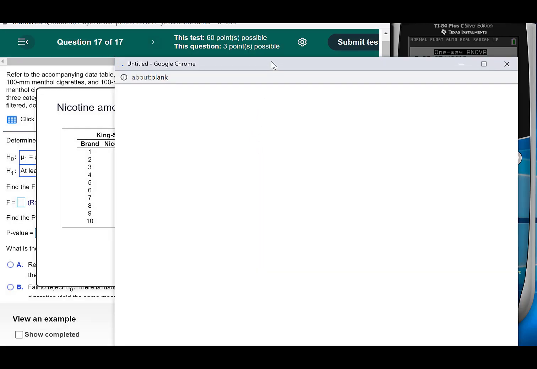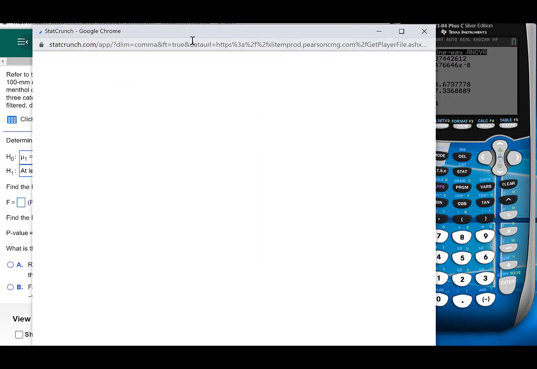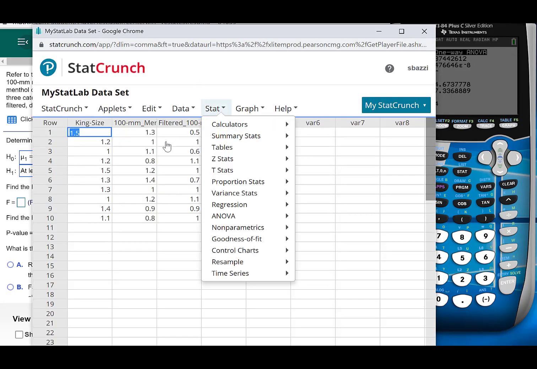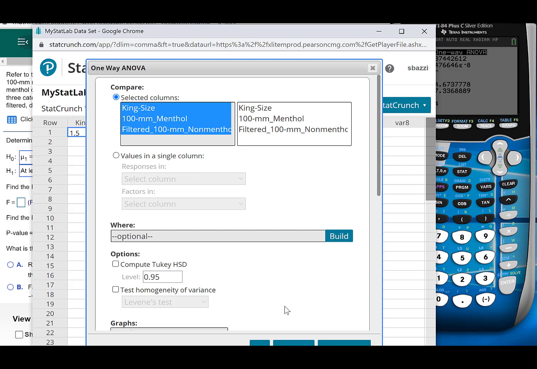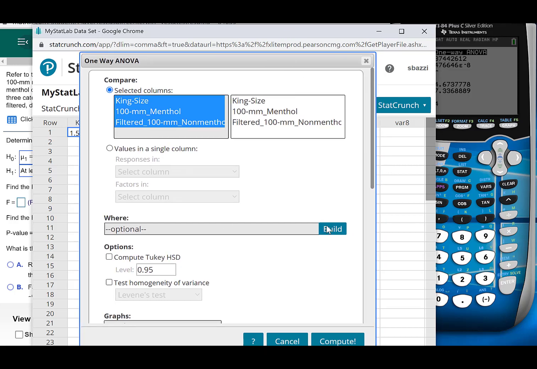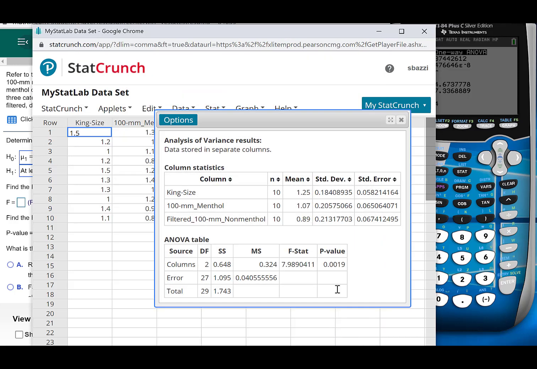So now you learn how to do it in StatCrunch. Oh, it didn't even put the brand. So that's good. That's all we need. So Stat, ANOVA, one way. We don't do two way in this. Okay, but hold down the control key and select them. And look, guys, you hit compute. And the test statistic is 7.99 and the p-value is 0.0019. That's all I need.